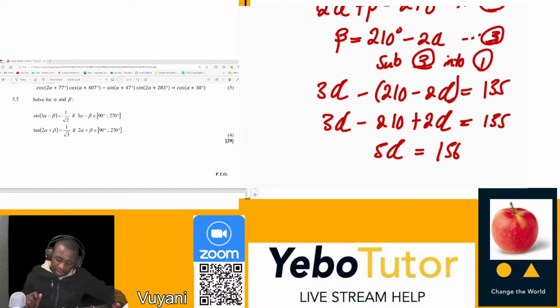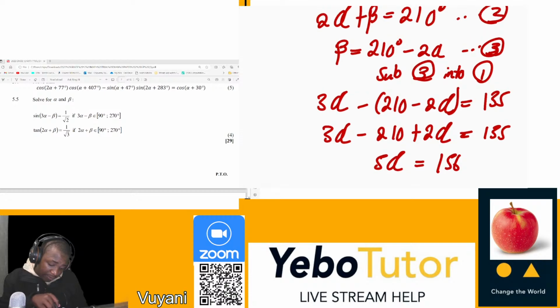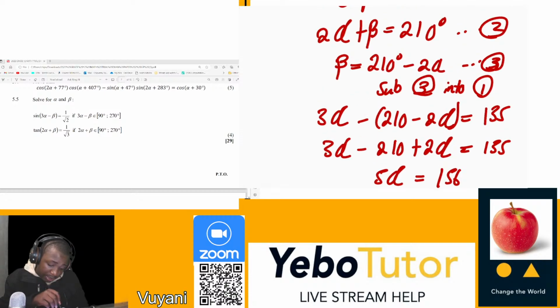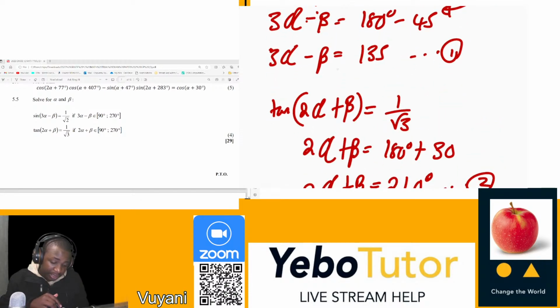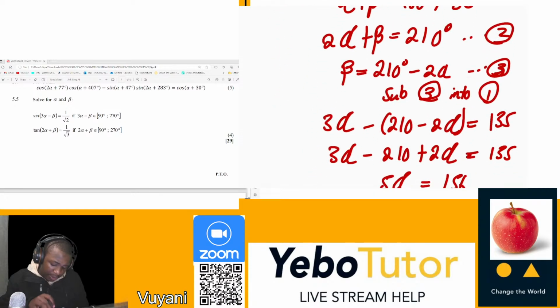Let's see if I did something which is not correct there, positive and stuff. Alright, let's see if we can still get the same answer. So this was 2 alpha plus beta equal to that. Then we say beta is equal to 210 minus 2 alpha. Then we can solve that. Initially our problem was 3 alpha minus beta is equal to that. So beta now is negative there.